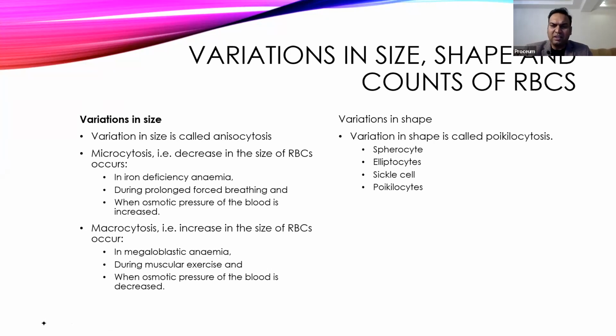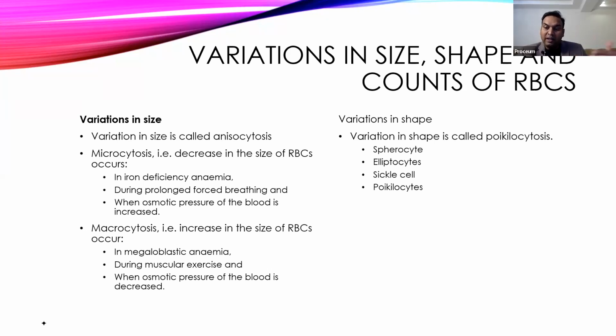In microcytosis, you can see various conditions like thalassemia and iron deficiency anemia. In iron deficiency anemia and thalassemia, you will get a small size of the RBC. When the RBC size increases, we call it macrocytosis. That you typically see in megaloblastic anemia, or when there is increased production of RBCs.